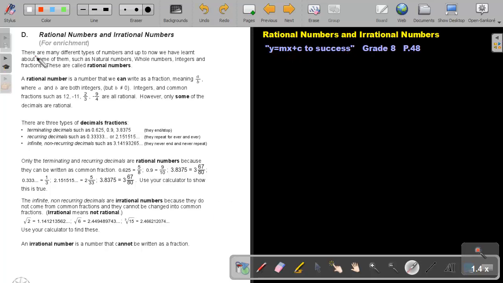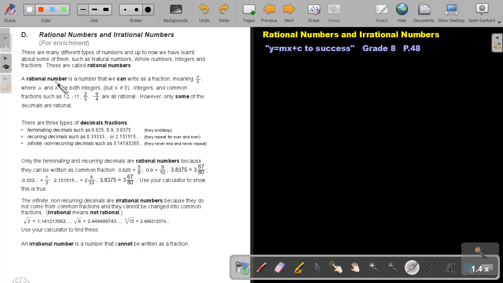There are many different types of numbers, and up to now we have learned about some of them, such as natural numbers, whole numbers, integers, and fractions. These are called rational numbers.